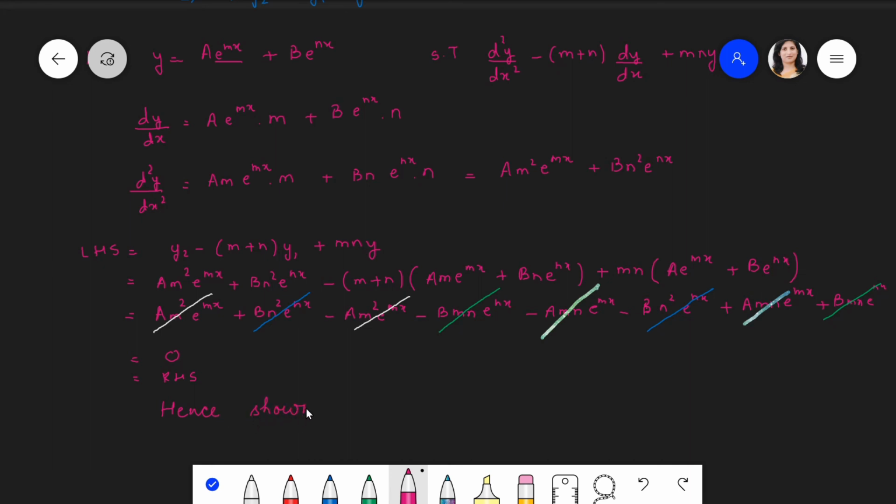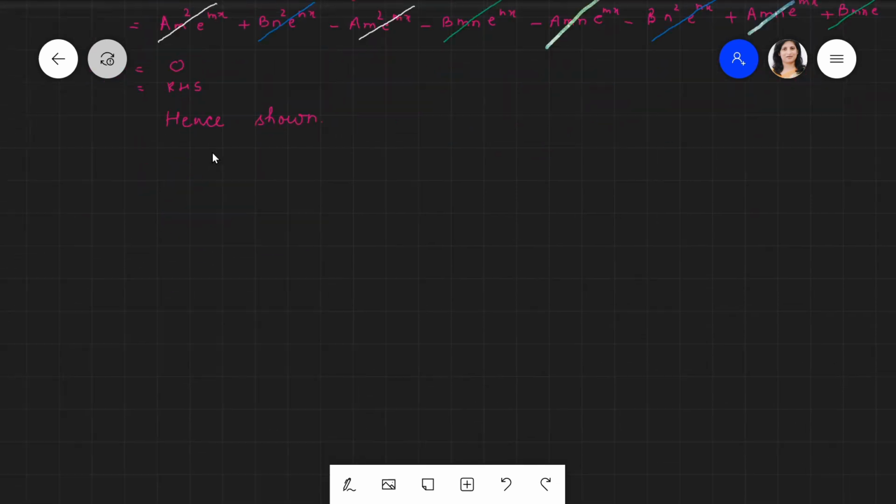So you can see the difference between this question and the previous question. In this question we found out the derivatives and then we have substituted them in the left hand side of the required equation, whereas in the previous question we shifted the terms and hence automatically we were getting that condition given in the question.